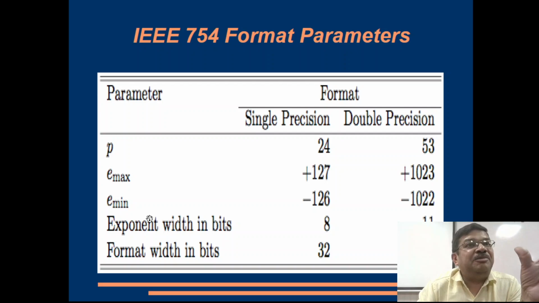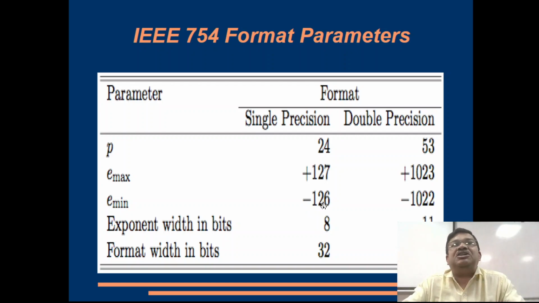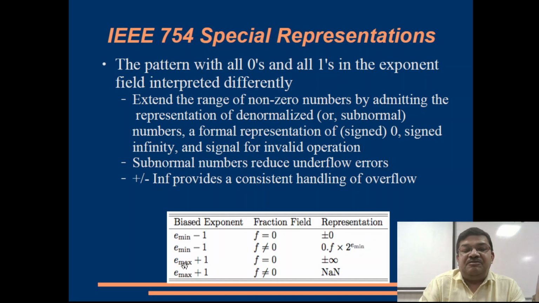And here minimum is minus 126. I am not counting 127, minus 127. Minus 127 corresponds to all zeros, all 8 bits being 0, and 128 corresponds to all bits being ones, right? So these are two extreme positions, and that is why we are referring to this as E min minus 1. So minus 126 minus 1. So that is minus 127.